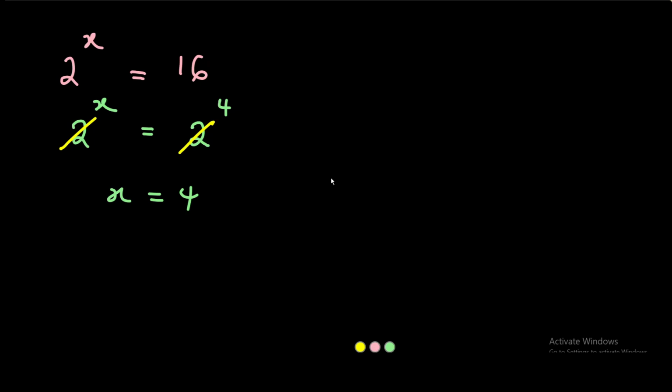Now, in the second equation, we want to solve the equation 6 to the power of x is equal to 36. Just like we did previously, we see that 36 can be written as a power of 6, because on the left is 6. So we can write 36 as 6 to the power of 2. And then you have 6 to the power of x already here.